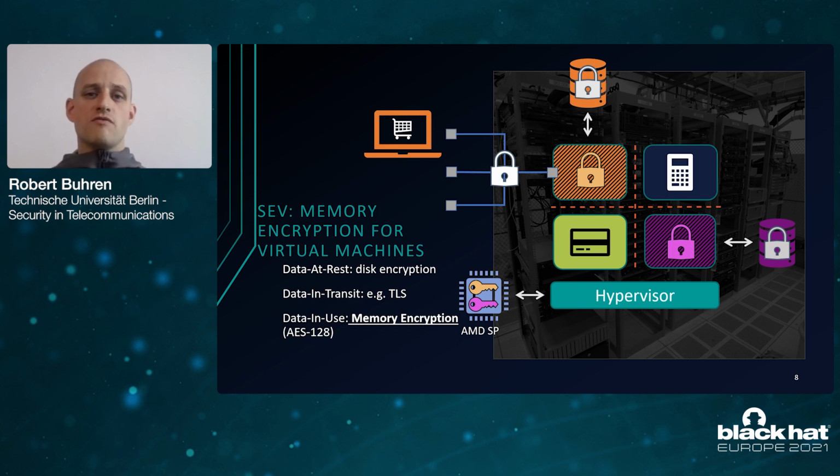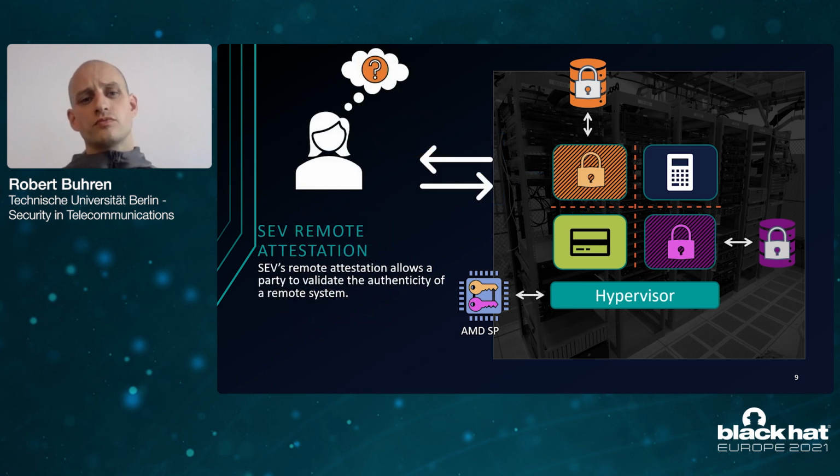So with SEV, a virtual machine's memory is encrypted, and the respective encryption keys are held by the AMD Secure Processor. The hypervisor has to use a specific API, which is implemented by the SEV firmware running on the Secure Processor to instantiate new virtual machines. And then the Secure Processor will generate fresh virtual machine encryption keys. And from there on, the virtual machine is protected. So the hypervisor no longer has direct access to that machine.